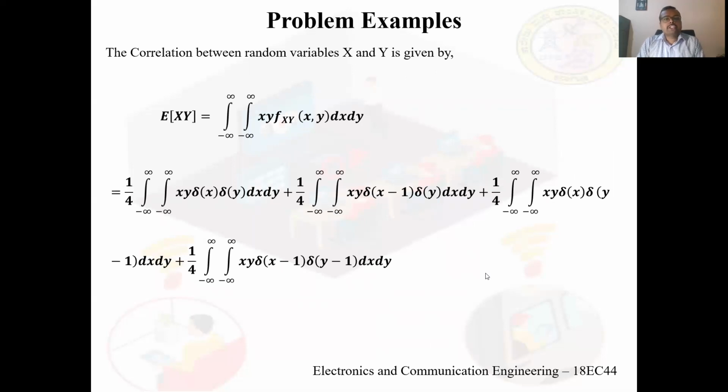Next, find the correlation between random variables X and Y. What is the definition we have? It is the double integration from minus infinity to infinity of xy f_XY(x, y) dx dy. Now substitute for f_XY(x, y). Here xy is common. The first term is δ(x)δ(y), the second term is δ(x−1)δ(y), then δ(x)δ(y−1), and δ(x−1)δ(y−1). Now evaluate this one.